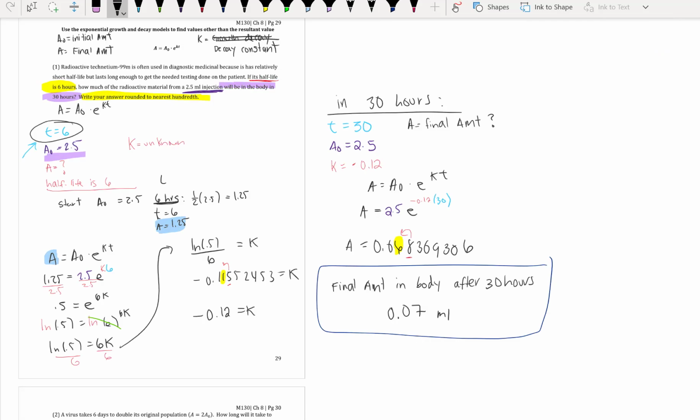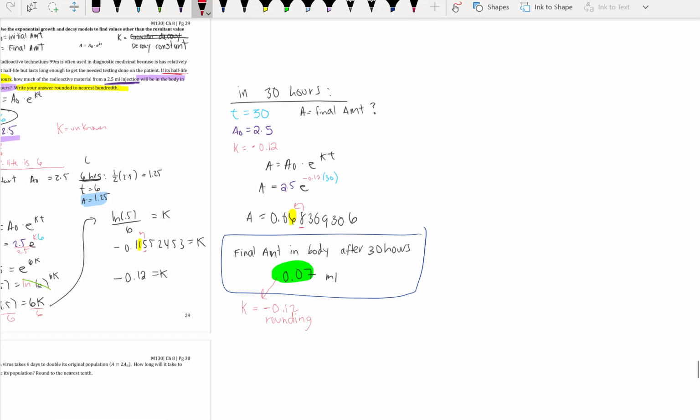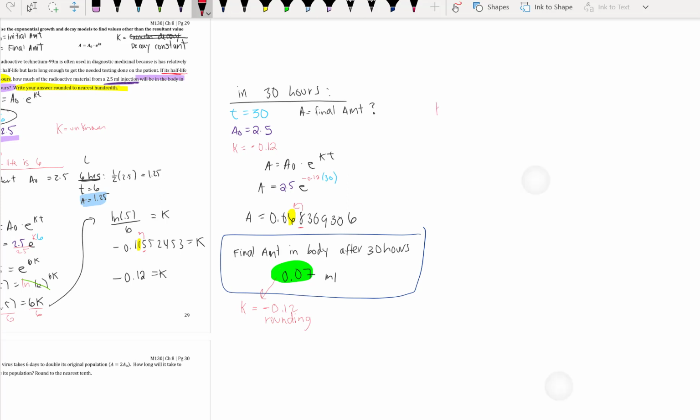I also just want to point out how I got this answer. I got this 0.07 by rounding that k is equal to a negative 0.12. So I'm rounding throughout the process. Versus if I didn't round, if I kept k as that ln of 0.5 divided by 6, then my final amount would be slightly different.